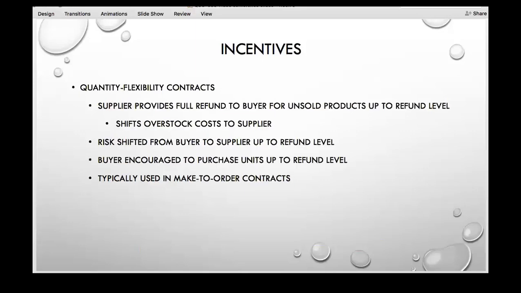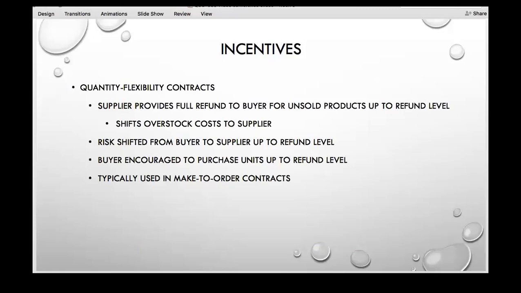Okay. Now, quantity flexibility contracts. This may not be in the textbook, but basically, the supplier provides a full refund for unsold products up to a certain refund level. So the overstock costs are shifted to the supplier. So they say, look, we're going to build 1,200. You will buy 1,200, but we will provide a refund for any products up to 900 that you purchase.